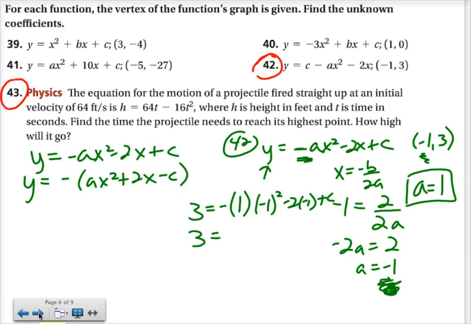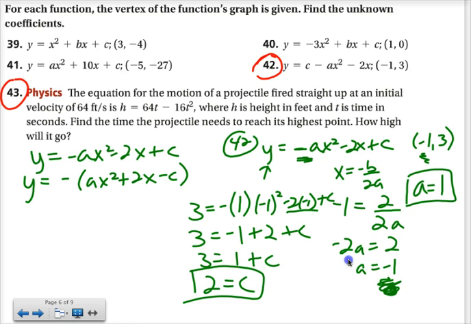So negative 1 squared is 1, and that times negative 1 will give us negative 1. Negative 2 times negative 1 is plus 2, and then we still have our c hanging out back here. So 3 equals negative 1 plus 2 is 1 plus c. You subtract your 1 from both sides, and you get a value of 2 for c.